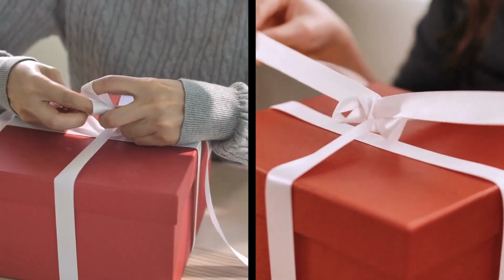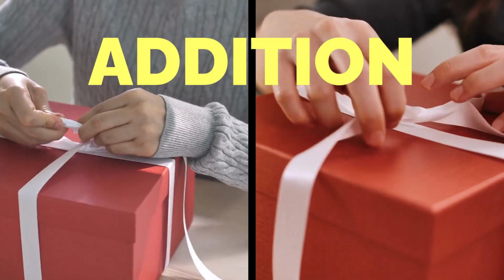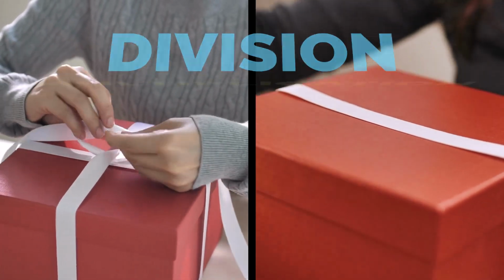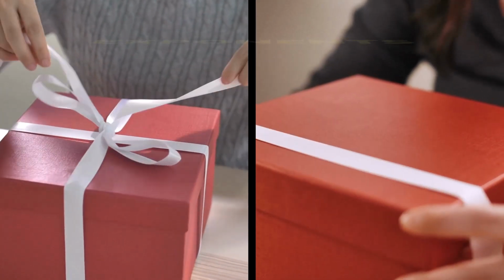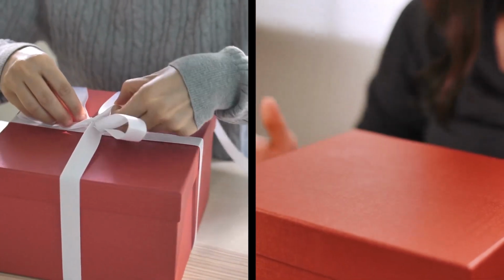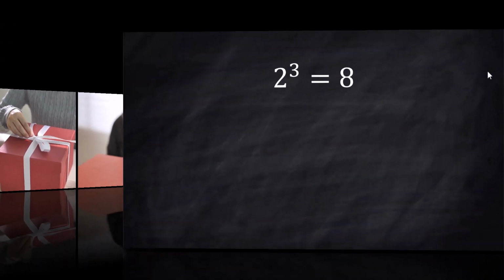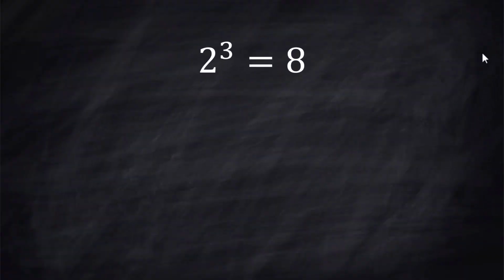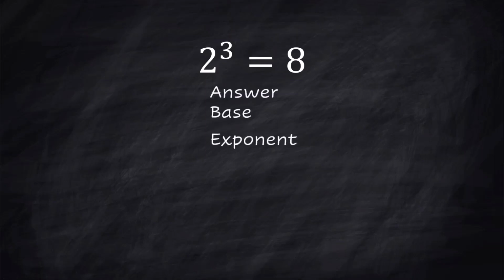Inverse functions undo each other. Addition undoes subtraction, multiplication undoes division, and now we have exponents and logarithms as inverses of each other. Let's take the idea of why we're doing logs and put it in context with everything else you probably already know how to do. I can explain it all with a really simple statement: 2 cubed equals 8. It has a base, it has an exponent, and it has an answer. 2 is the base, 3 is the exponent, 8 is the answer.